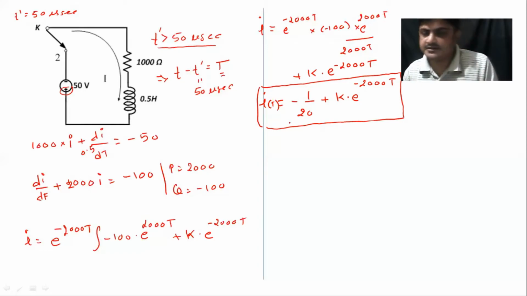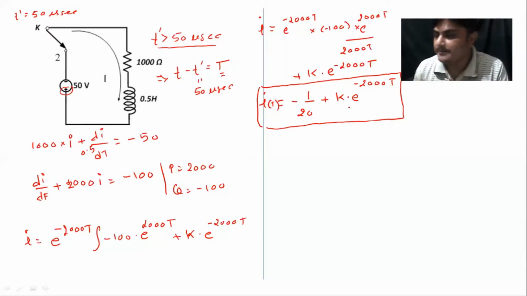I of t is equal to minus 1 by 20 plus k e raised to minus 2000 t. Now there is only one difference between our last example and this example: this section actually starts at an interval of 50 microseconds. It means, what is the initial condition right now for this particular expression? This inductor is charging from a non-zero energy level, and the starting interval is 50 microseconds.